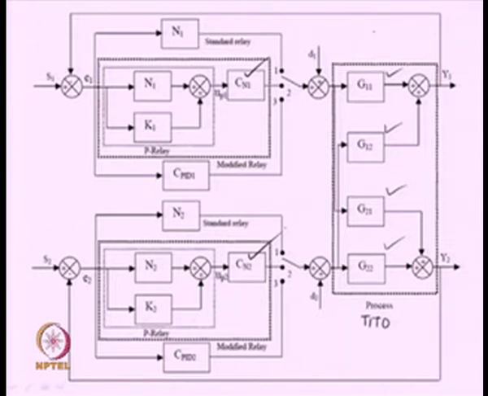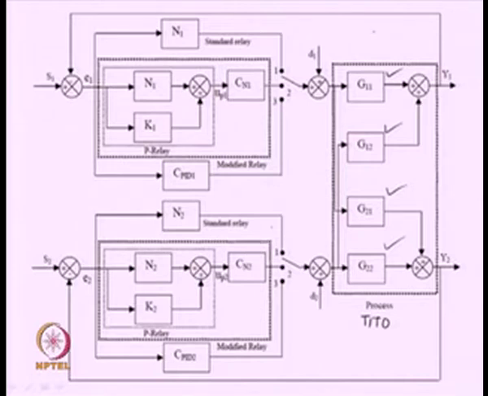Okay. So, connect the switches to 1, let me repeat once more, connect the switches to 1 and find the dynamic model, and from that dynamic model set the parameters of Cn1 and Cn2. Then you connect the switches to 2.